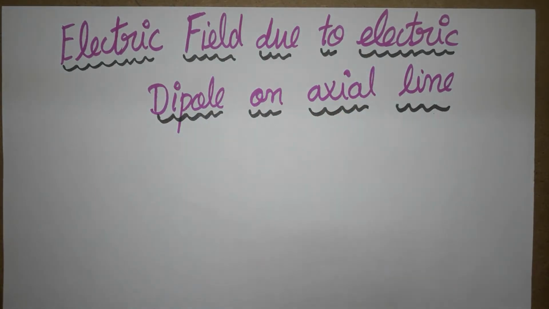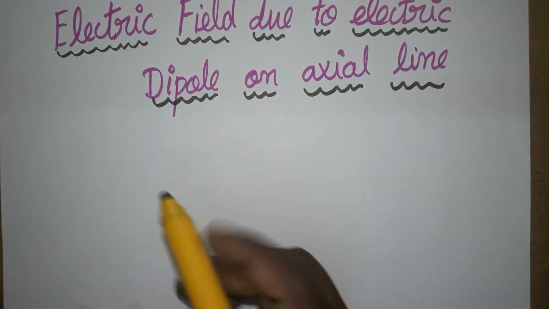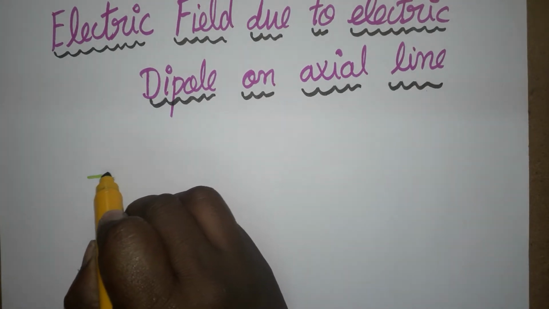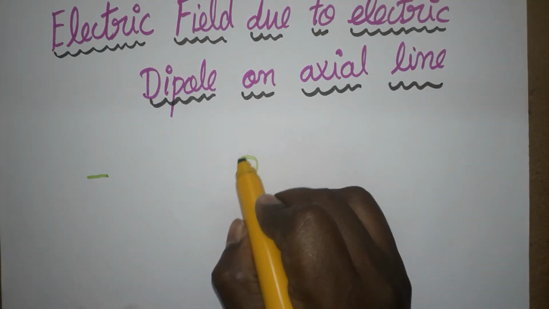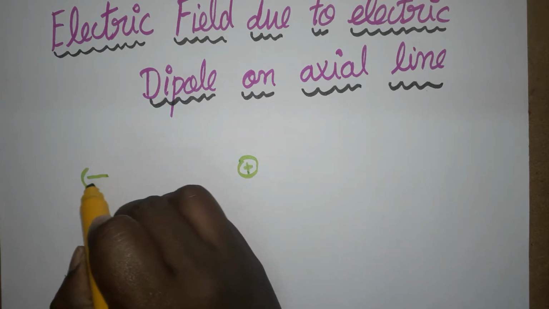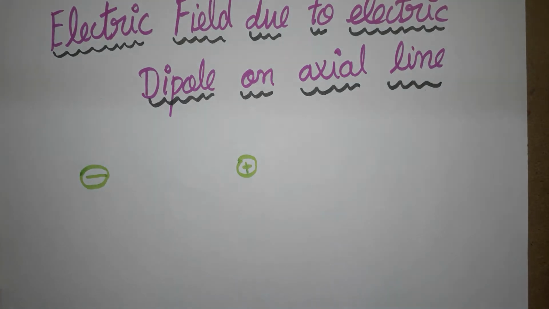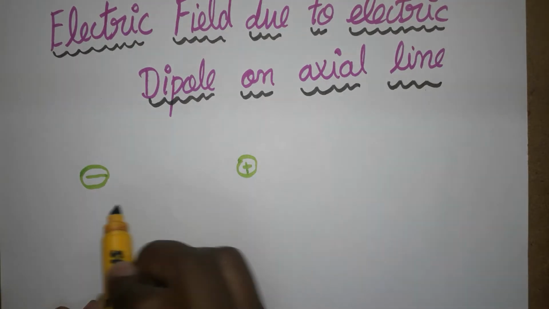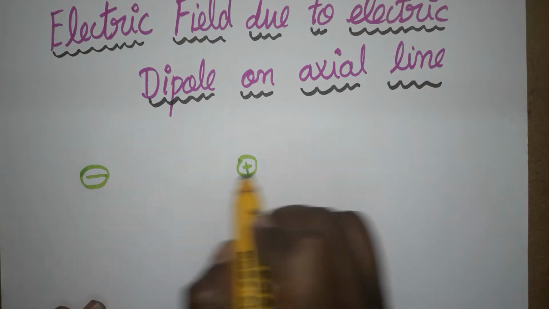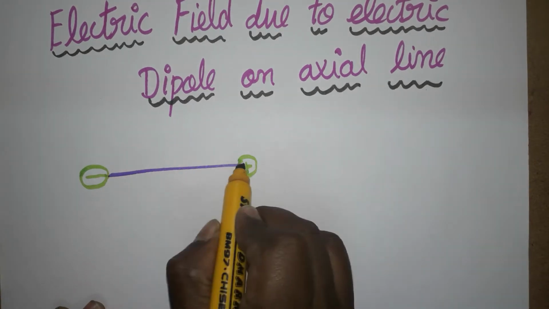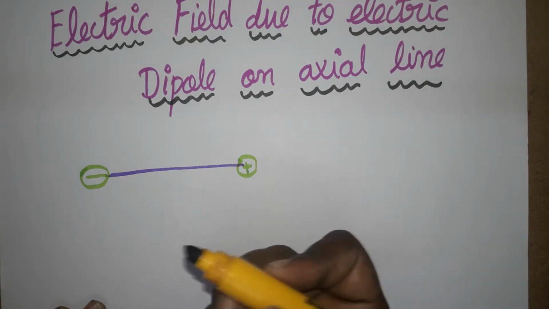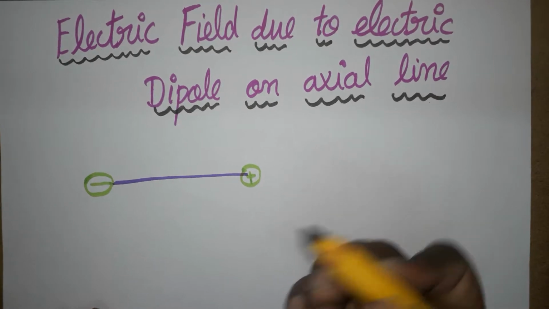Electric dipole: two equal and opposite charges, a minus and a plus, separated by a small distance. It's called an electric dipole. HCl is an example.